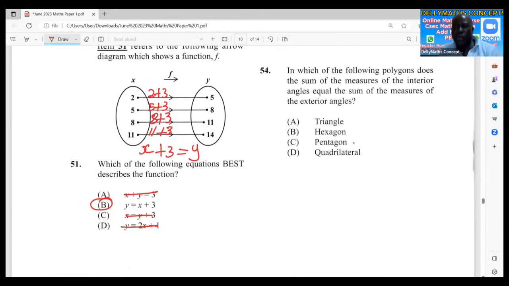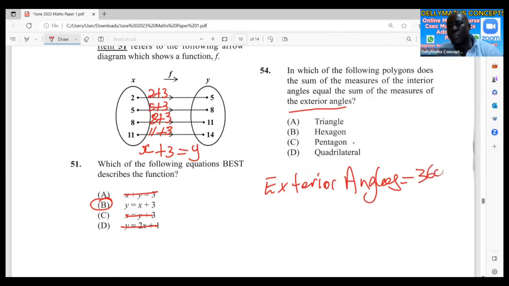54. In which of the following polygons does the sum of the measure of the interior angles equal the sum of the measure of the exterior angles? Concept here: all exterior angles of every polygon, doesn't matter how many sides it has, add to 360. And a quadrilateral's interior angles will add to 360. So you'd see that quadrilateral is the only one that suits that.